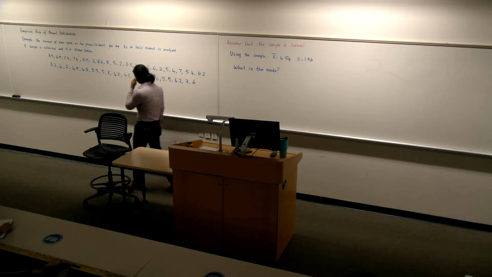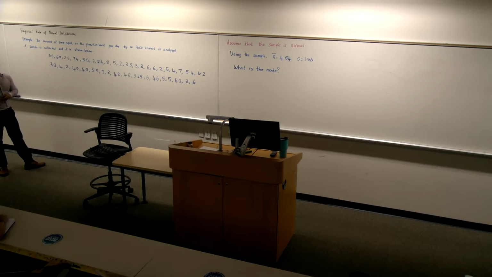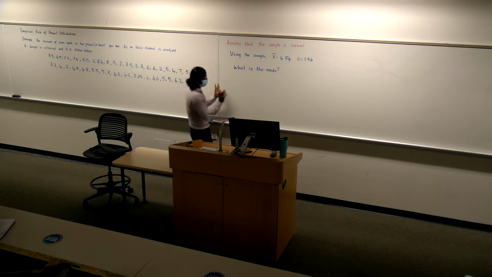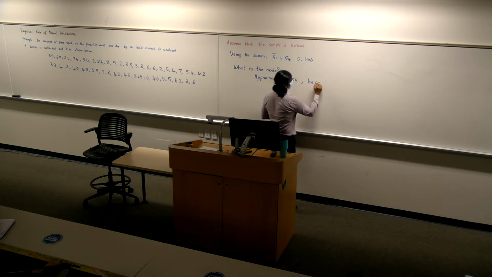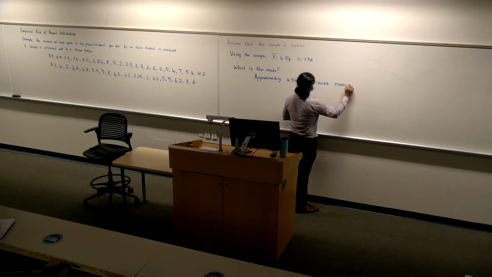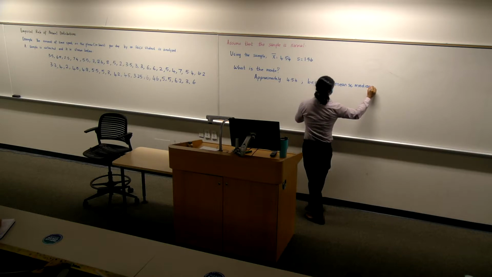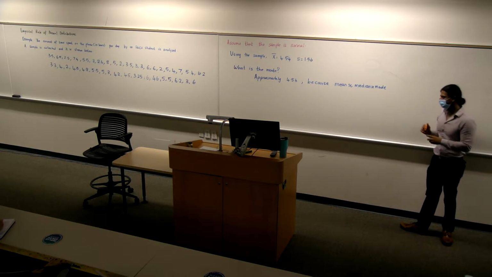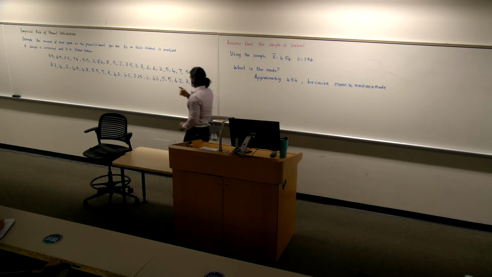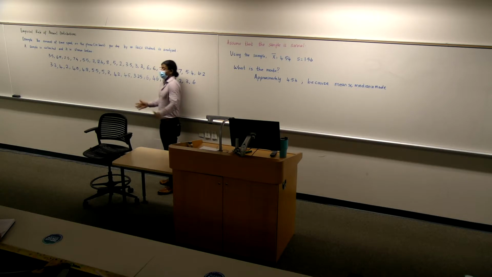Mode is the most frequent observation. Seems like it's 6. I'm thinking 5. Okay. So for the mode, we could simply conclude it is approximately 4.54, because the mean, the median, and the mode are one and the same if the data is normal. Of course, if you get the mode directly from the data, that'll be the most accurate answer.